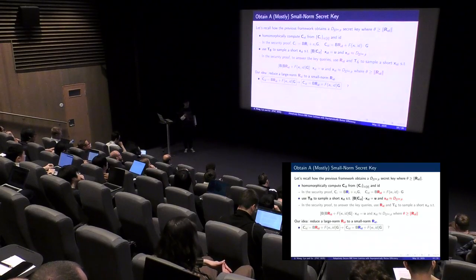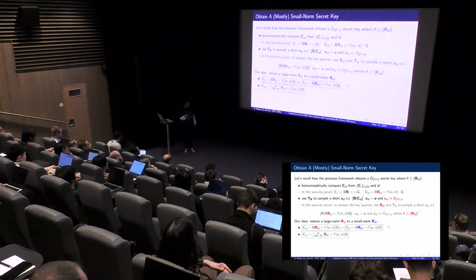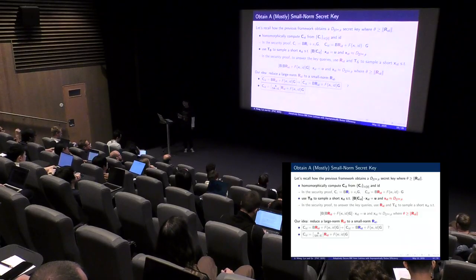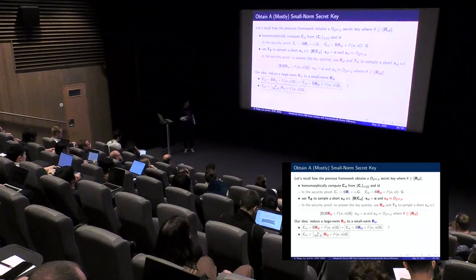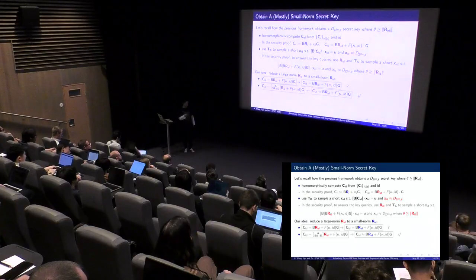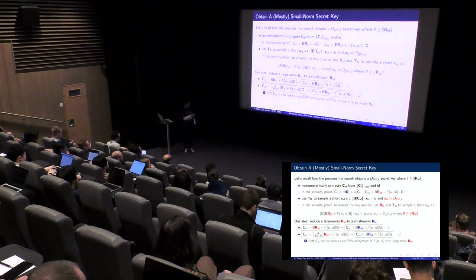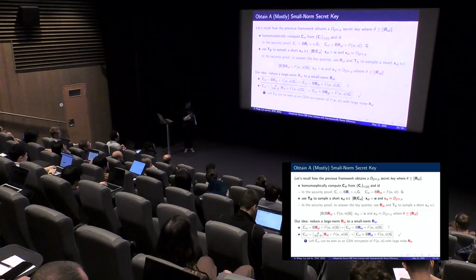But we don't know how to achieve this directly in such encoding form. So instead, we use a new encoding form, that is GSW encryption form. In such form, we can reduce the large norm RID to a small norm RID. More precisely, we can see the left CID is a GSW encryption of FID with a large noise RID.